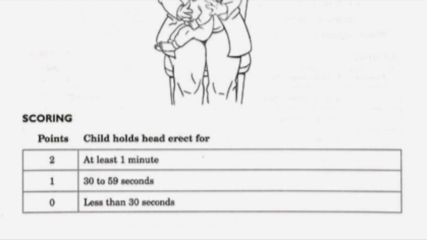According to the scoring manual, the child would have received 0 points for holding his or her head erect for less than 30 seconds, 1 point for 30 to 59 seconds, and 2 points for at least 1 minute.